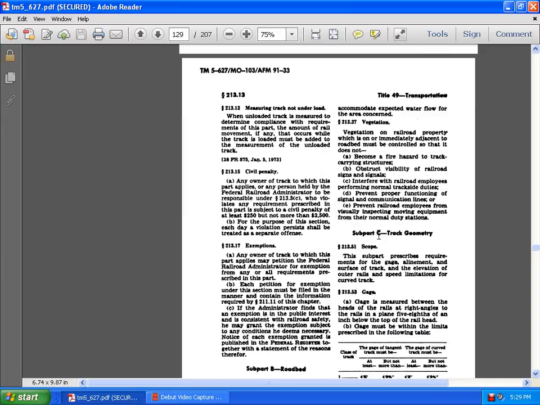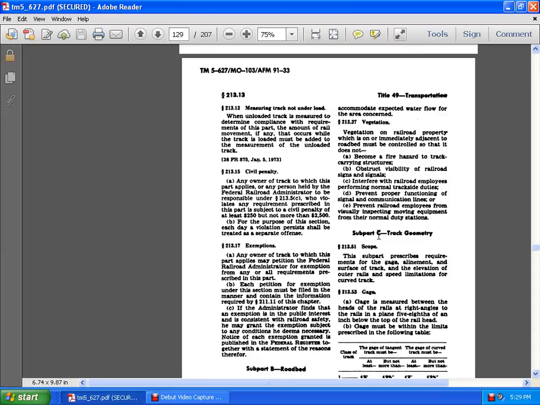213.13, Measuring track not under load. When unloaded track is measured to determine compliance with the requirements of this part, the amount of rail movement, if any, that occurs as the track is loaded must be added to the measurement of the unloaded track. 38 FR 875, January 5th, 1973.